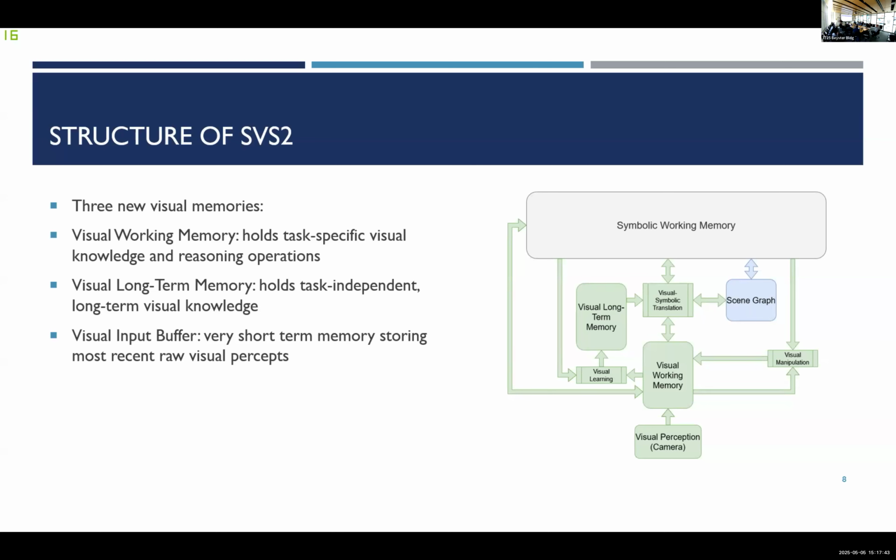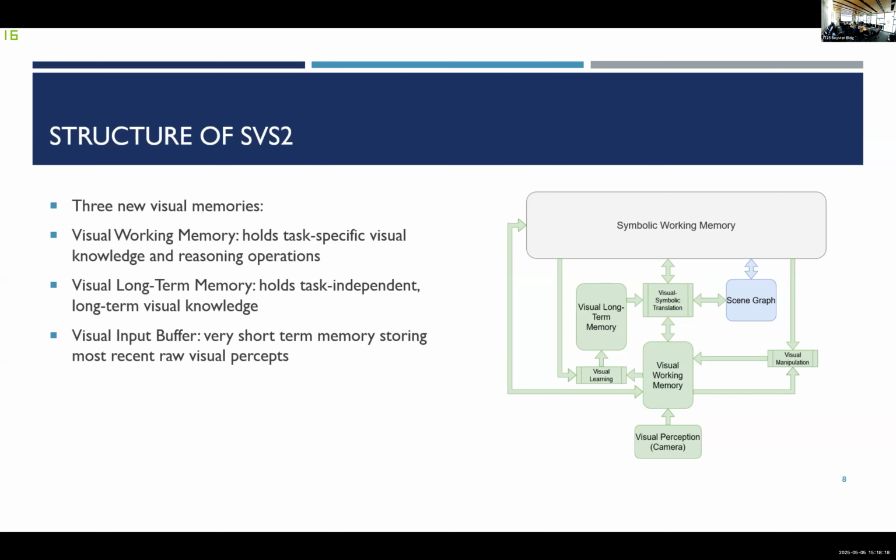So I've been working to extend the visual part. You can see I have the scene graph, it's in blue because it already exists. But I've also added 3 new visual memories. The first and the predominant one is visual working memory, and I'll dive into that a little bit more in a second. But essentially, it's where visual reasoning happens. It's a little bit analogous to symbolic working memory. It holds various visual representations and transforms on them, which allow you to manipulate them. And it's fully connected to symbolic working memory.